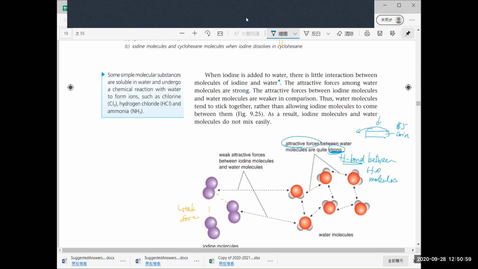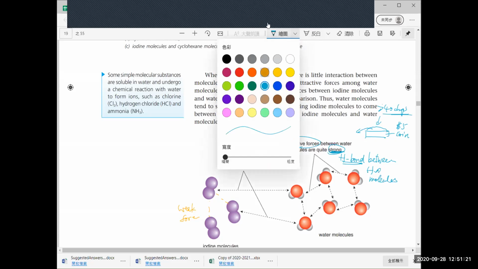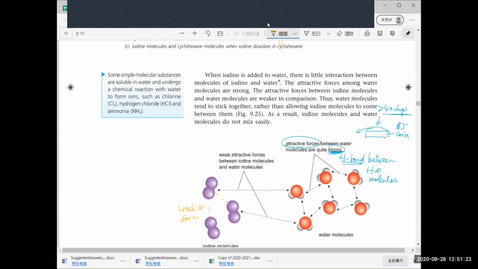I've done that experiment before. It is more than 40 drops. More than 40 drops of water it can hold. So we will say that the water molecules inside are held by some strong force. What is the strong force? It is hydrogen bond. But for the in-between iodine, what is that? It is a type of weak intermolecular force.